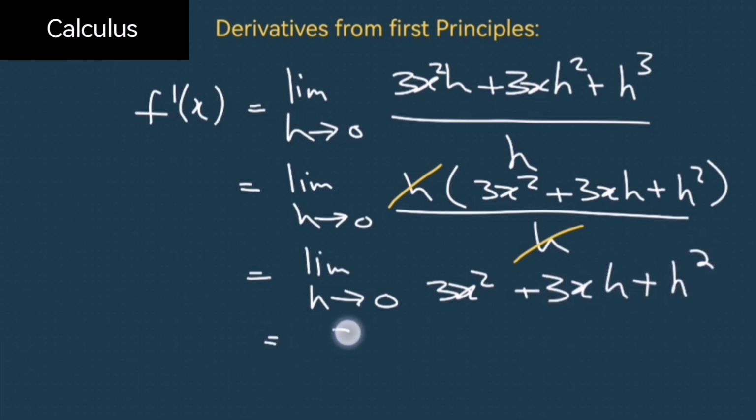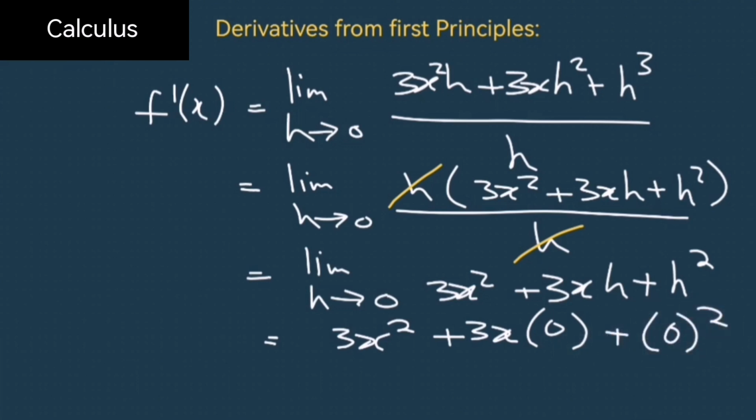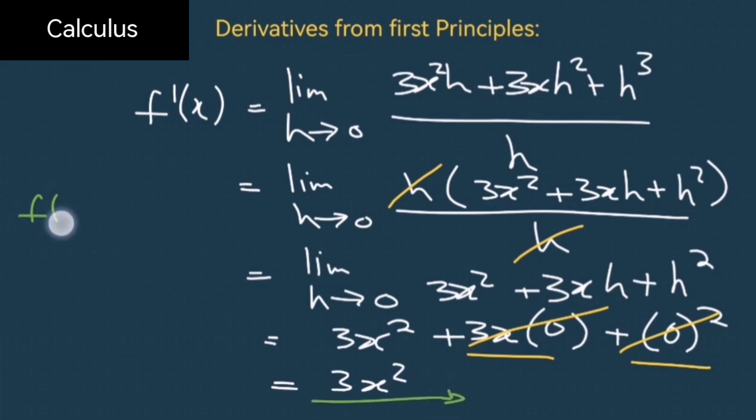Now substitute h with 0, and at this stage you don't have to write the limit as h approaches 0 anymore. That part falls away. Also, multiplying something by 0 is 0, so you are only left with 3x squared, and that's our answer. Again, in summary, we started with a function that was x to the power of 3, and we found the derivative of this function to be 3x squared.